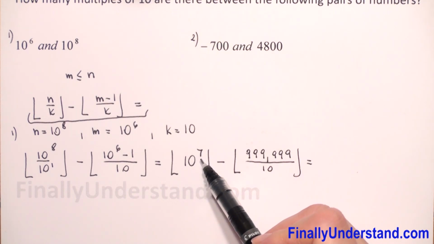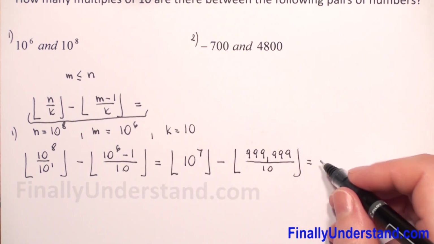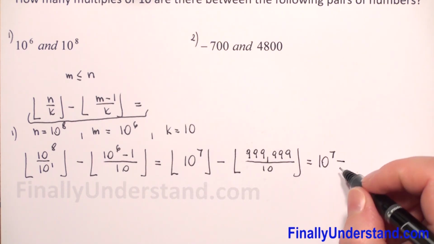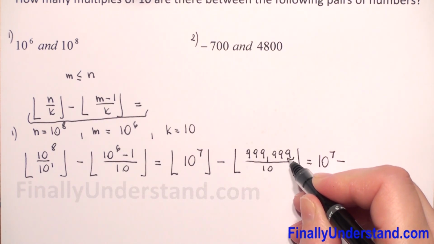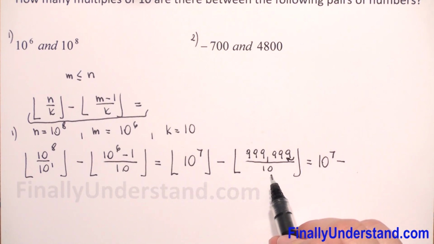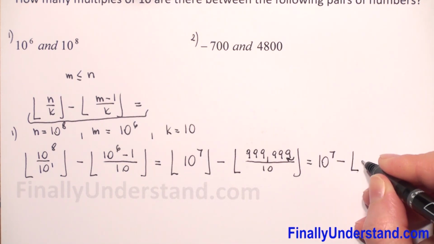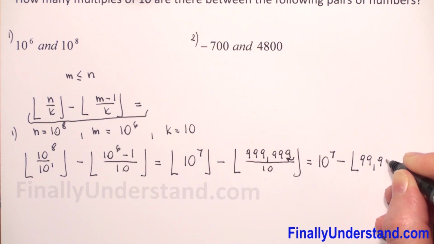In first expression, we have floor of 10 to 7. 10 to 7 is integer, so floor of integer is integer, the same integer, so we have 10 to power 7 minus, and when we divide by 10, we have to move to the left side one time only, because we have only 1 zero. So we have floor of 99,999.9.